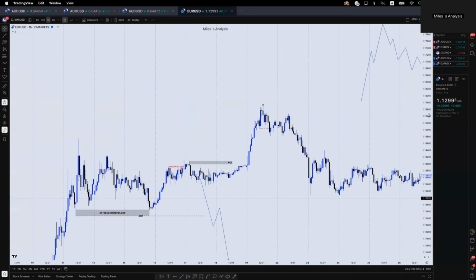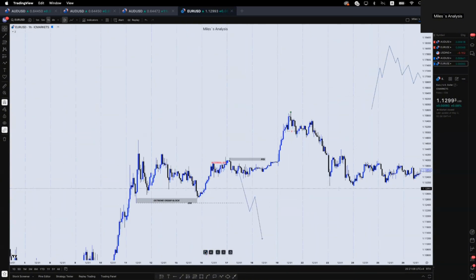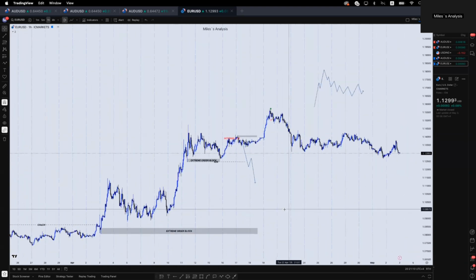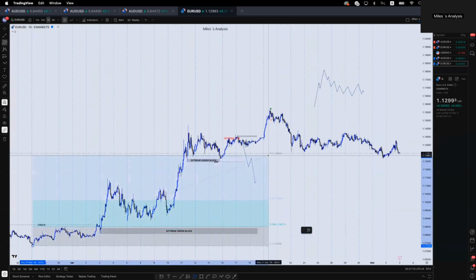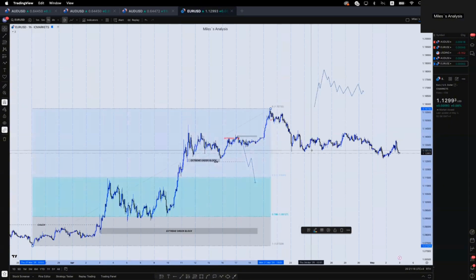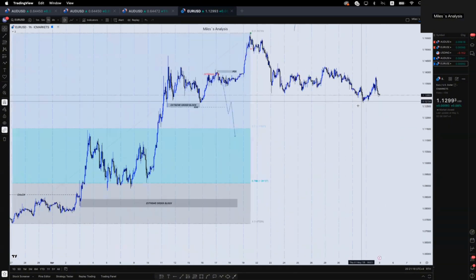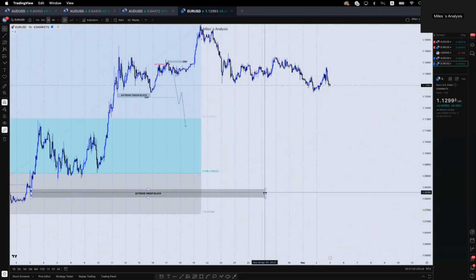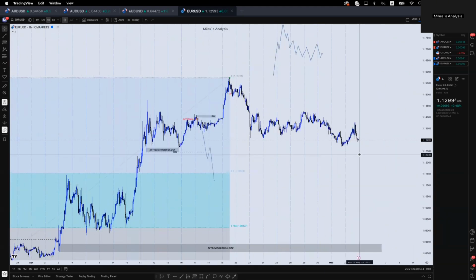After this valid higher high, our dealing range is very huge on the Euro Dollar, by the way, because it's starting from this low here to this point. If we are looking for buy entries, it's wise to look for them below this 50% level here. And this is our extreme order block, which is not yet mitigated. So it would be wise to be looking for entries in this area.